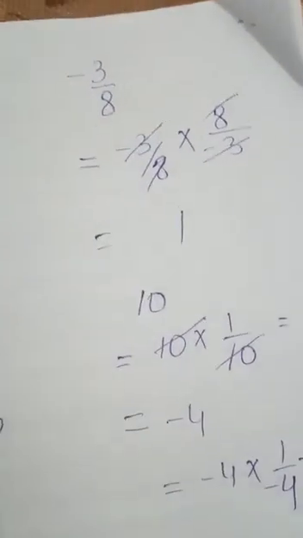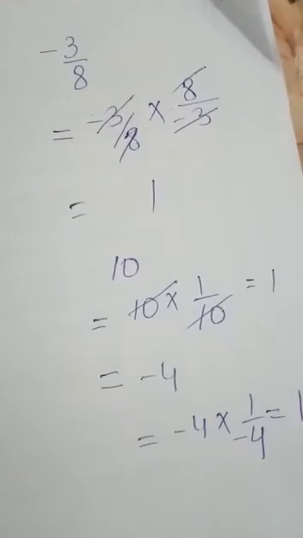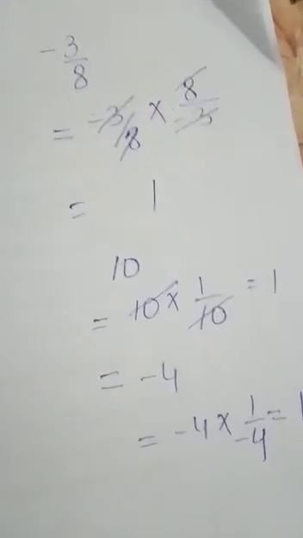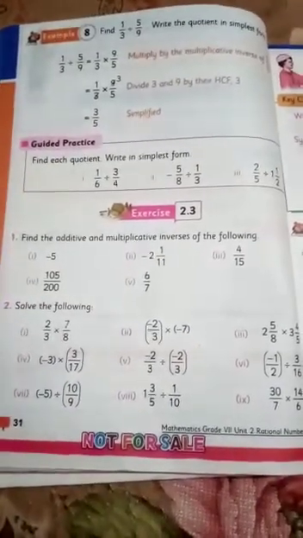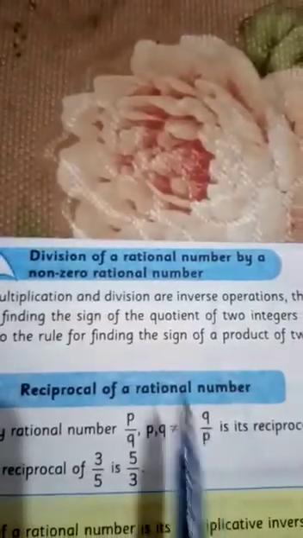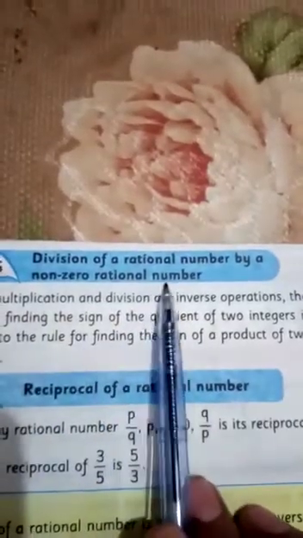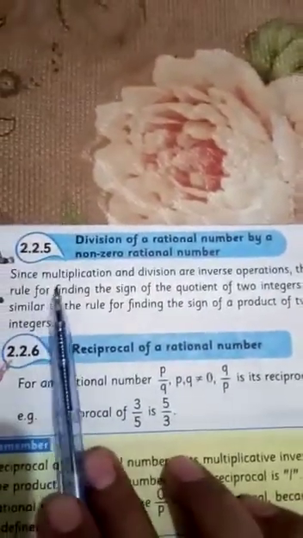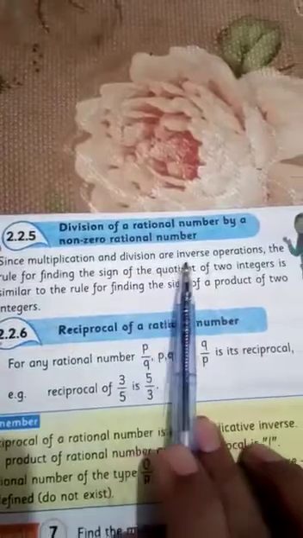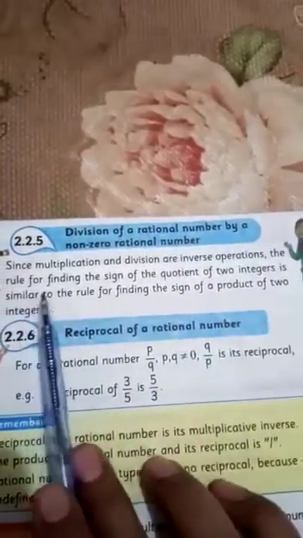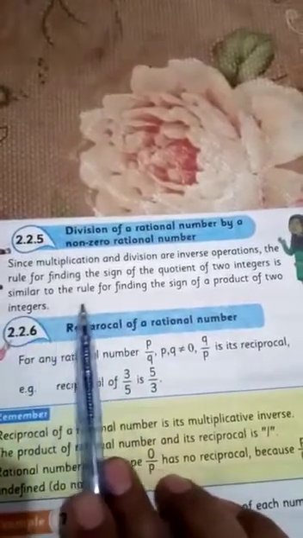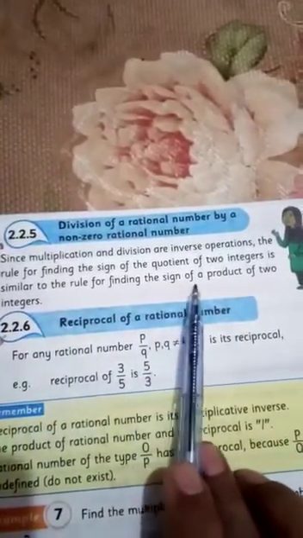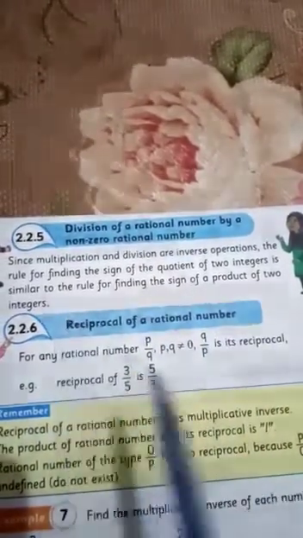Now students, you can solve all the questions in your exercise 2.3, page 31. Now our next topic is division of rational numbers by a non-zero rational number. Since multiplication and division are inverse operations, the rule for finding the sign of the quotient of two integers is similar to the rule of finding the sign of a product of two integers.